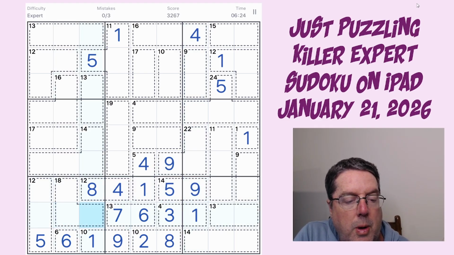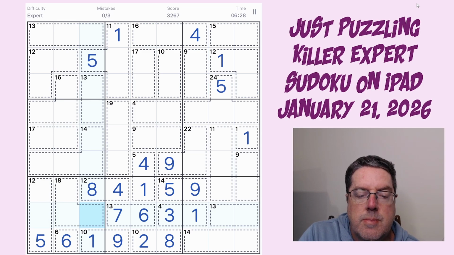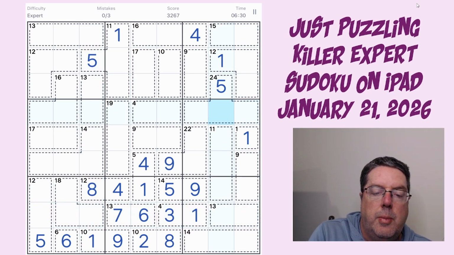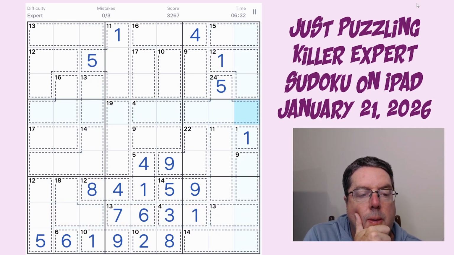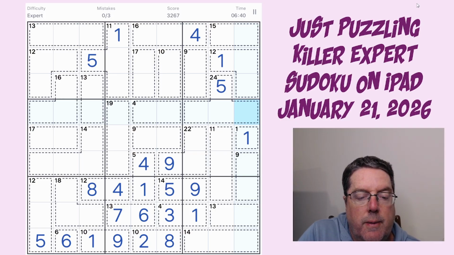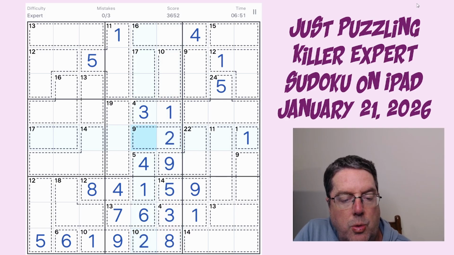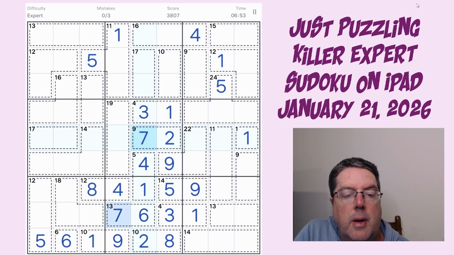Alright, so 9's going to be one of these two. 19, 9, 1 and 3, so 1 can't be here, so this has got to be a 1 here, leaving this to be a 3. 2 can't be here, we know 2's not there, because this is a 2 and 7, so this is a 2, leaving this to be the 7.